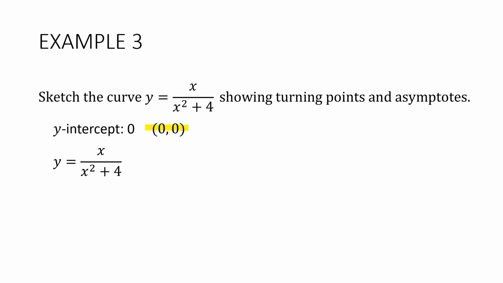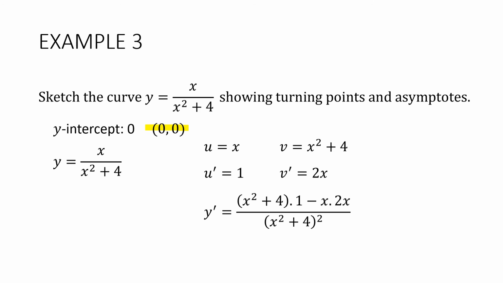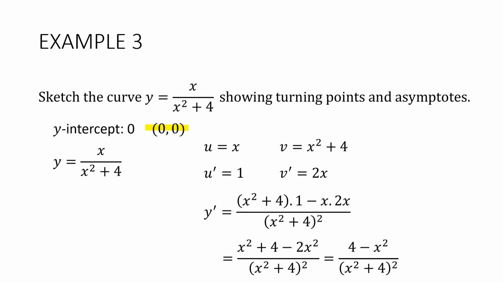Now let's do the derivative. So this is a quotient rule. Our numerator, x, is going to be equal to u, and our denominator, x squared plus 4, is going to be equal to v. Do the derivatives. u dashed is equal to 1, v dashed is equal to 2x. Let's construct the quotient rule. We want v multiplied by u dashed, take away u multiplied by v dashed, all over v squared. And tidying up the numerator, we end up with 4 take away x squared all over (x squared plus 4) all squared.